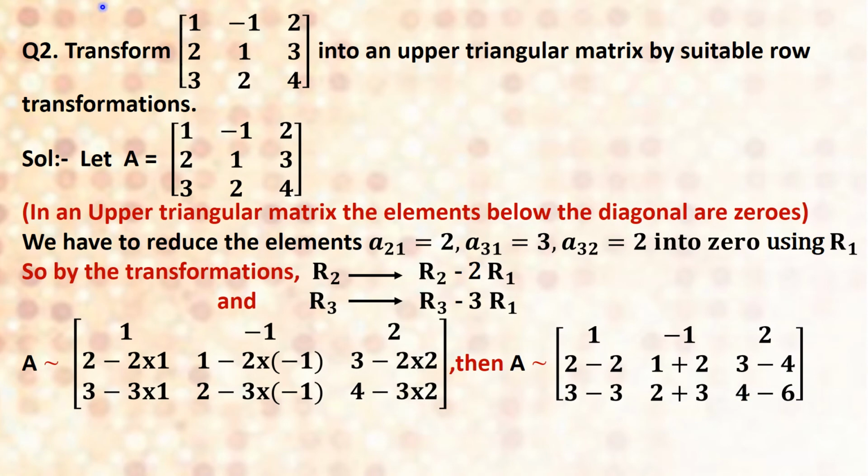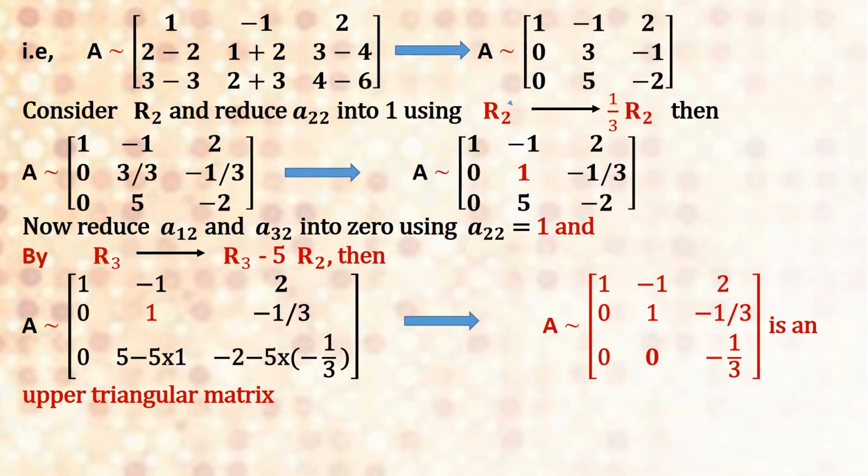Next, A is equivalent to the matrix 1 minus 1 2, 2 minus 2, 1 plus 2, 3 minus 4, 3 minus 3, 2 plus 3, 4 minus 6. After simplifying we will get the new matrix 1 minus 1 2, 0 3 minus 1, 0 5 minus 2. Now we have to reduce this second element, that is A22, into 1. Here it is 3, so we have to reduce it to 1, and using this 1 we have to make this element also 0 to get the upper triangular matrix.